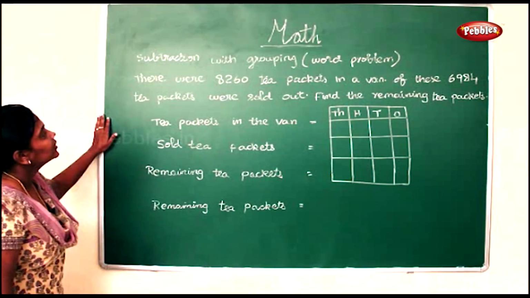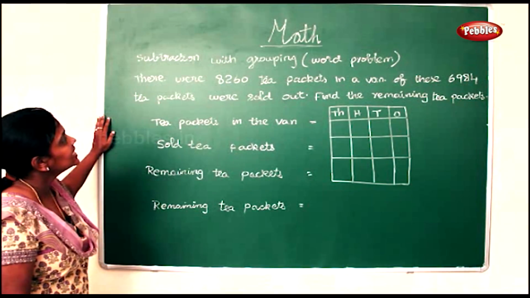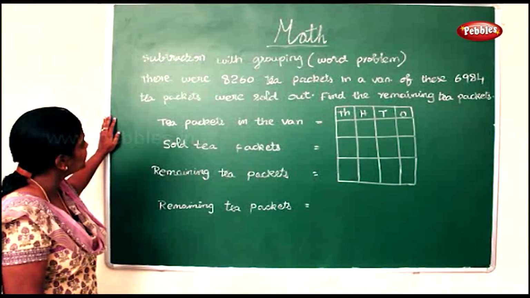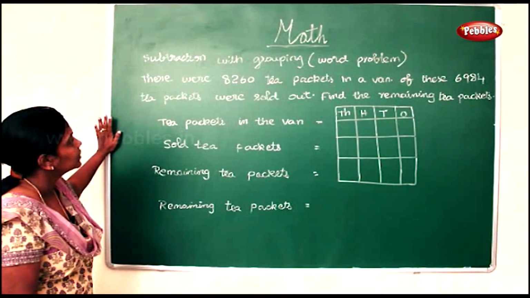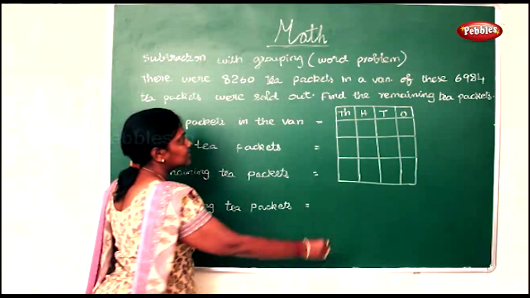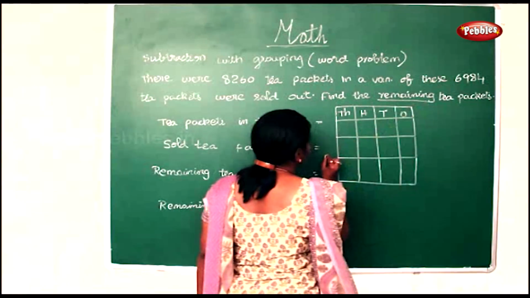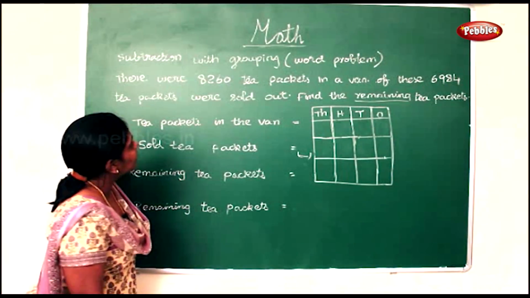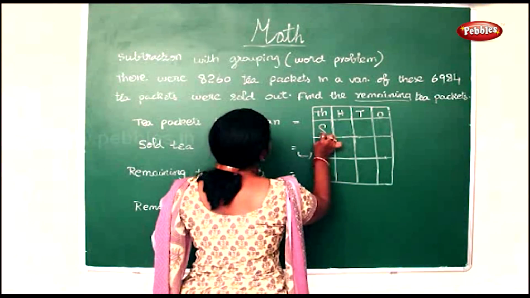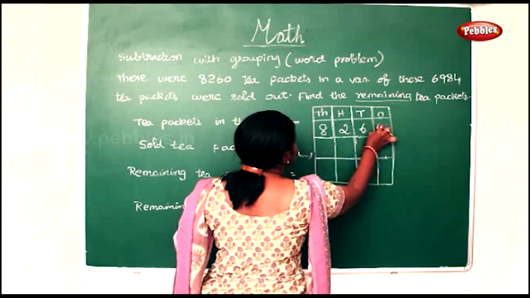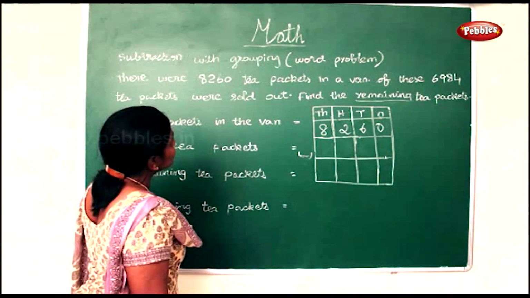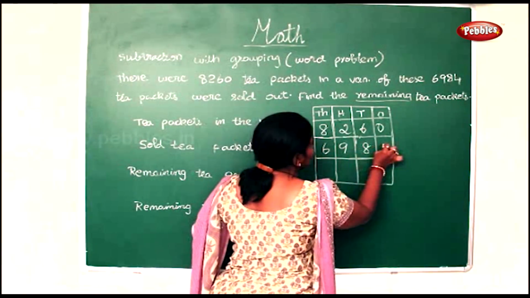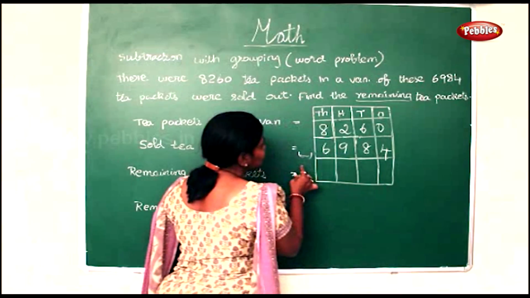Now the next sum. There were 8,260 tea packets in a van. Of these, 6,984 tea packets were sold out. Find the remaining tea packets. Remaining, I give you a clue, it's a minus. Now how many tea packets are there in the van? 8,260. How many tea packets are sold out? 6,984. Now we have to subtract this from this.